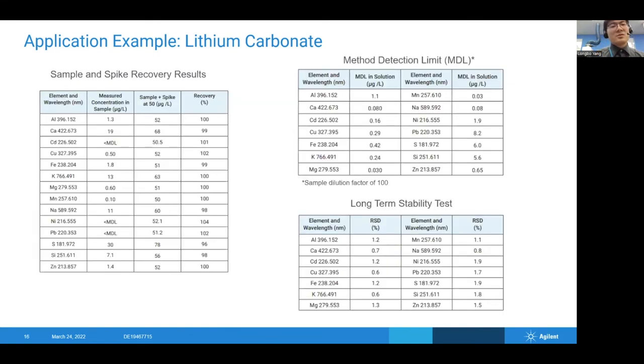So these are results from a standard addition analysis, and our spike recovery is phenomenal, indicating really good accuracy of the analysis. The method detection limit is very, very low, more than enough for this application. And the long-term stability test shows excellent stability with the RSD less than 2% for all of the elements over 2.5 hours.